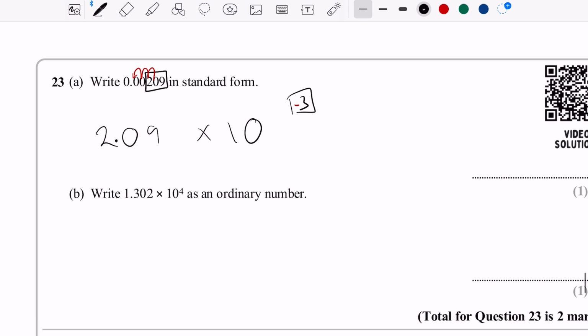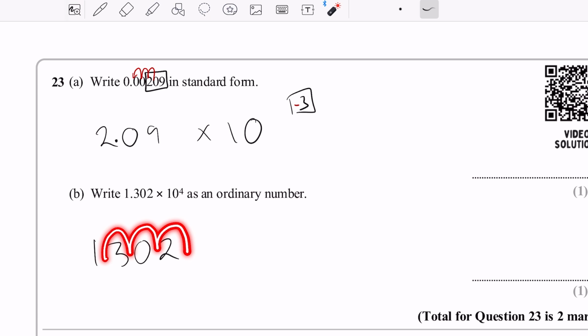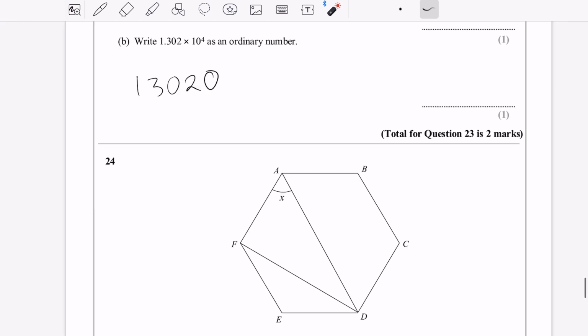The next one, we're writing this one as an ordinary number. It's going to be a big positive one because we've got a positive power. So first thing, let's just write the number without any decimal points in. Let's see how many jumps that is to start with. That is 1, 2, 3 jumps. I need 4, so pop a 0 on the end. 1, 2, 3, 4. There we are, finished. That wasn't too bad.